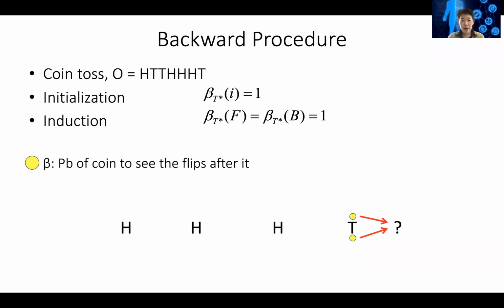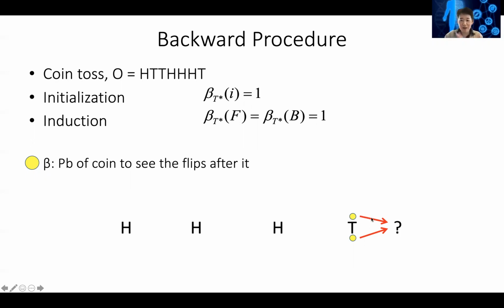In order to answer the first problem, in addition to the forward procedure, there is also another procedure called the backward procedure. And so you go from the end, backward. Again, here we have the coin flip. At the very end, we keep track of this yellow number and we call it beta. This can give you the probability of using this coin in order to see this particular flip, in order to see the flips after it, not including this one.